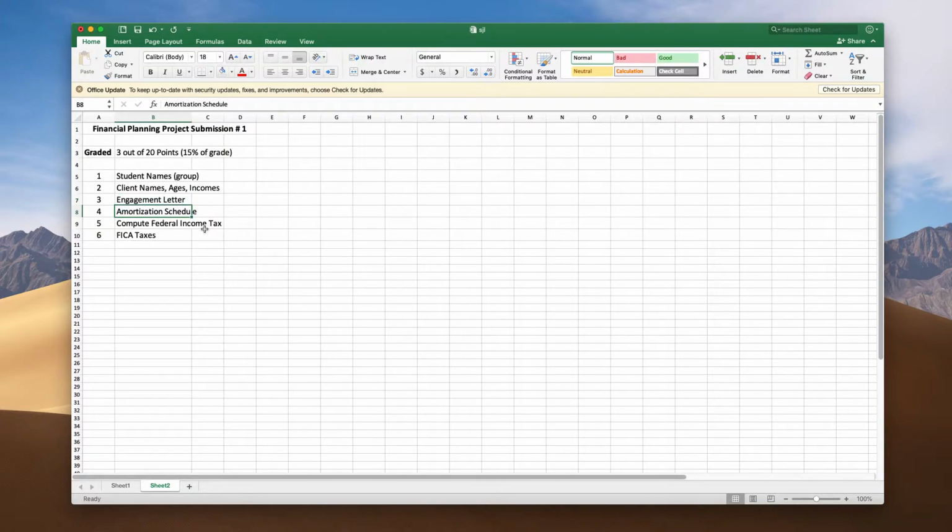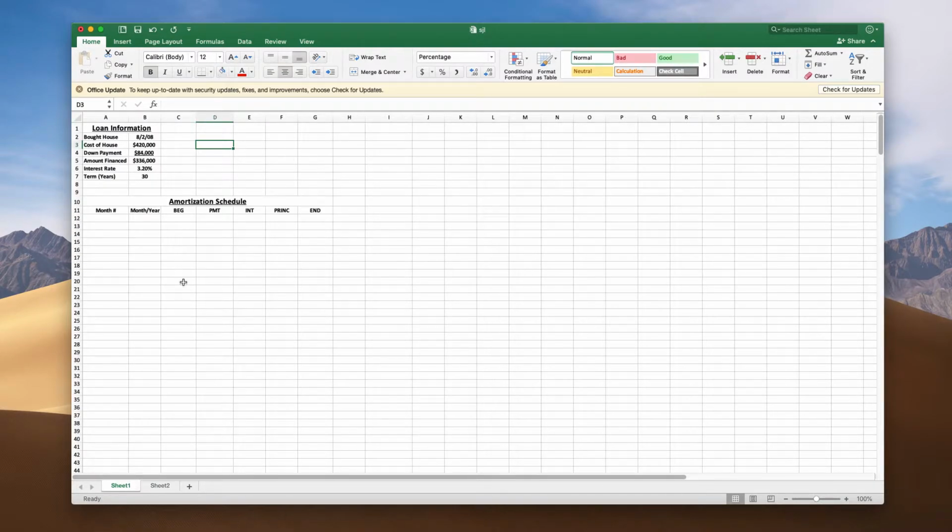The next thing we're going to do is an amortization schedule. This is very important for a finance major to know how to do an amortization schedule, especially in Excel. And so you're going to learn that. What you're doing here when we do this is needed for submission 1, but we're also going to use it for submission 2.